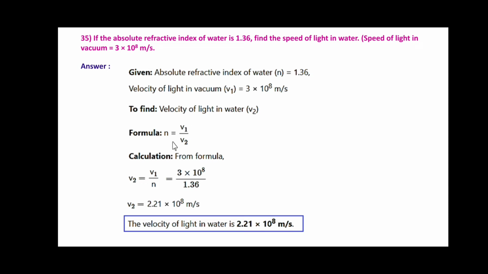Formula is refractive index n is equal to v1 upon v2. So from this formula we can calculate v2 is equal to v1 upon n. So 3 into 10 to the power 8 upon 1.36. After calculating this one, you will be getting v2 is equal to 2.21 into 10 to the power 8 meter per second. So you can write the velocity of light in water is 2.21 into 10 to the power 8 meter per second.